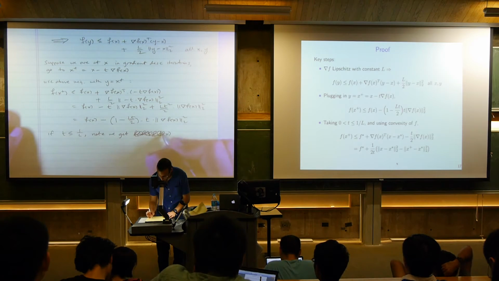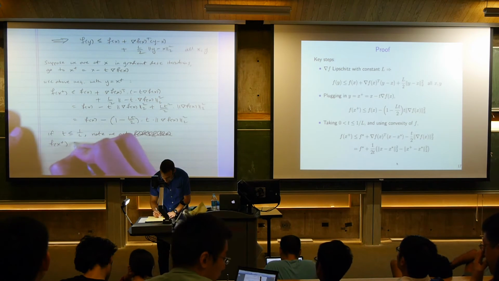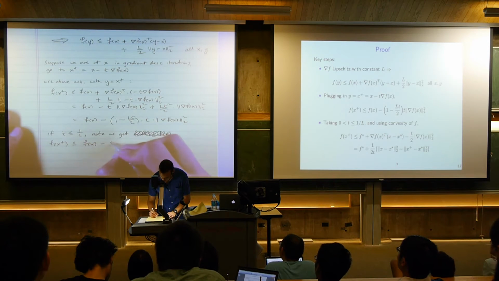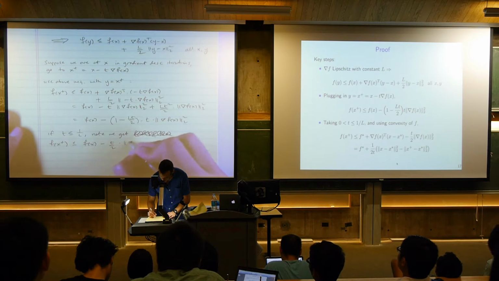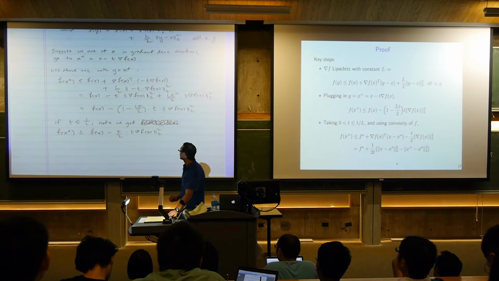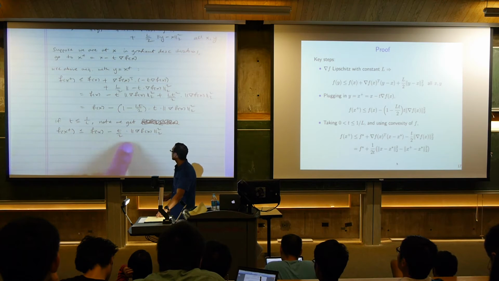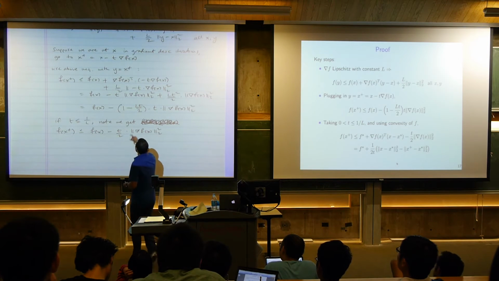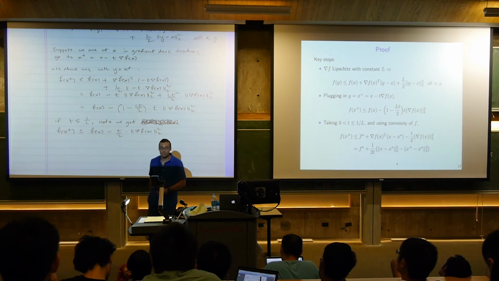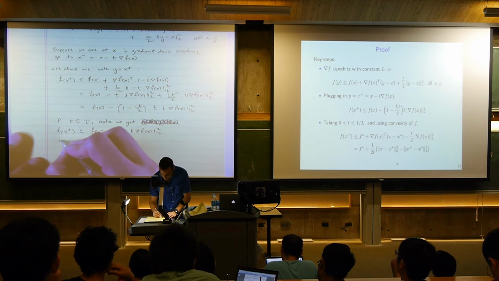Let's write down what we get. We get f of x plus is less than or equal to f of x minus t over 2 times the norm of the gradient squared. I was stopping short of what we can say. If t is less than or equal to 1 over L, then this factor is bigger than or equal to half, so we can make this inequality. Okay, so an important aside.